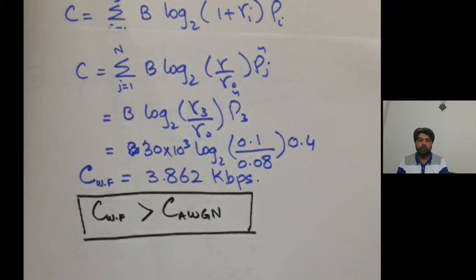So with that, we would close this topic of the capacity with transmitter and receiver channel side information. In the next video, we would talk about the capacity under suboptimal conditions.